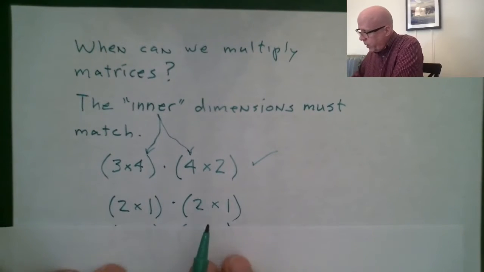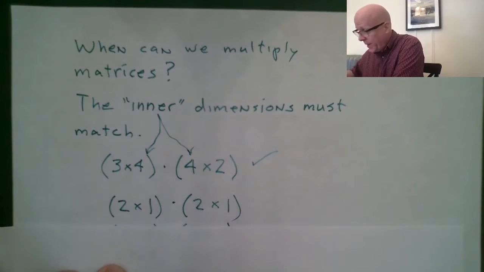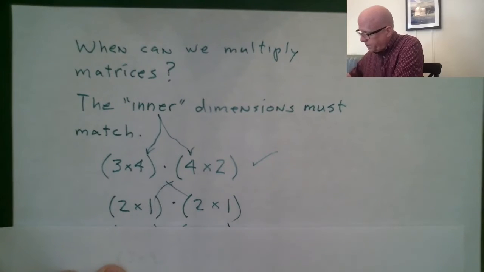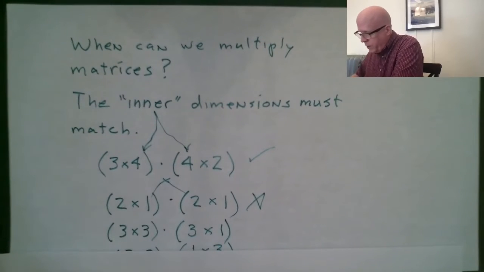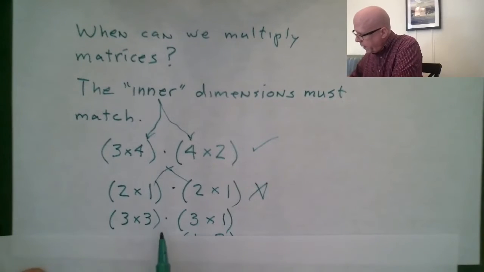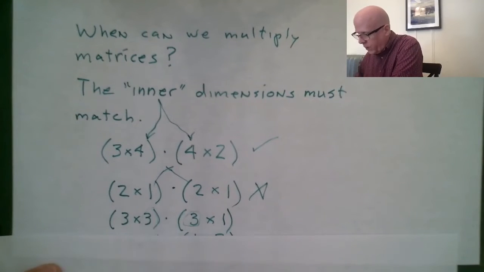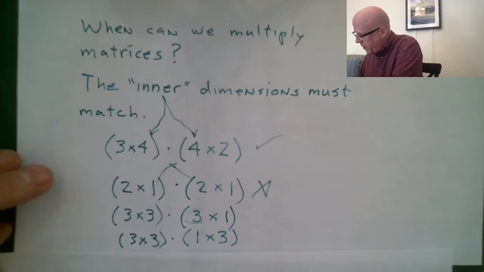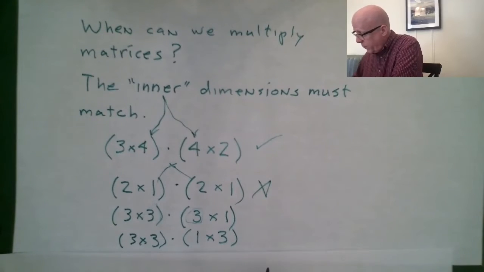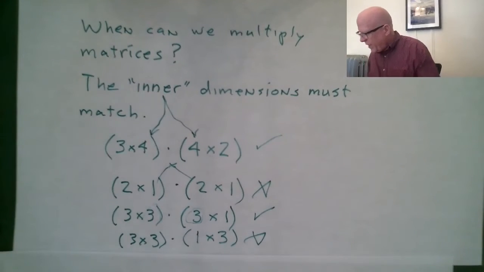Next one I've got is a 2 by 1 times a 2 by 1. They're the same size, which means we could add them, but we can't multiply them because, again, these inner dimensions don't match, right? Those are not equal. So nah, can't do that one. Here's a 3 by 3 times a 3 by 1. Is that doable? Yeah, the 2 3s here and here are the same, and those being the inner things, they match, you can do the product. A 3 by 3 times a 1 by 3, nah. So this one you can, this one nah.